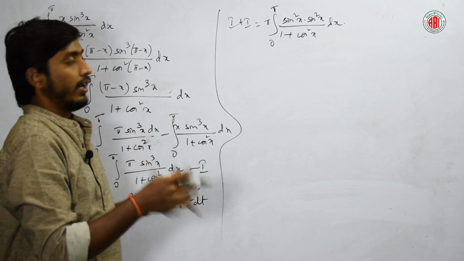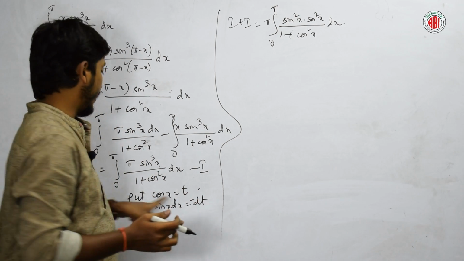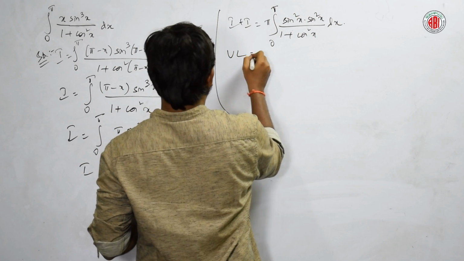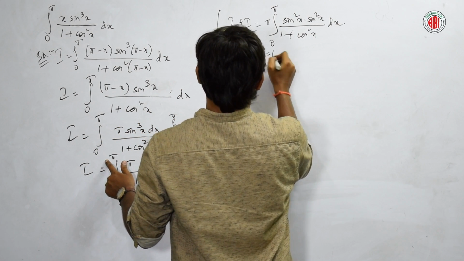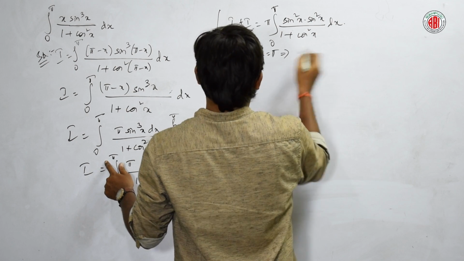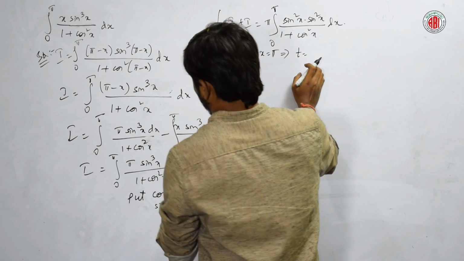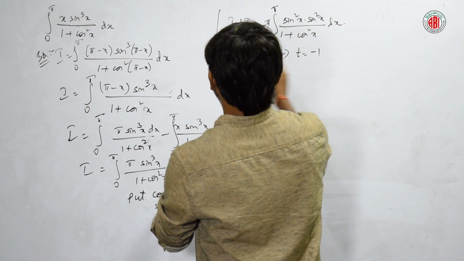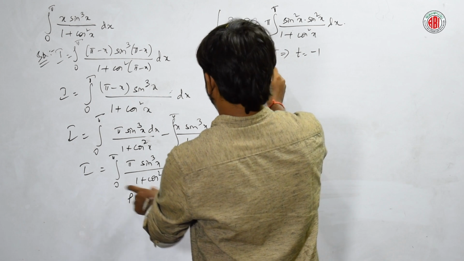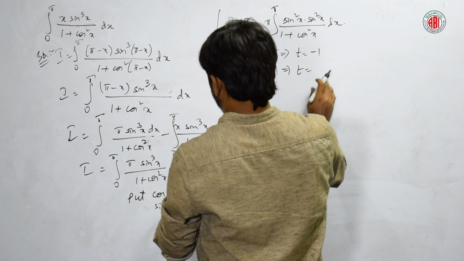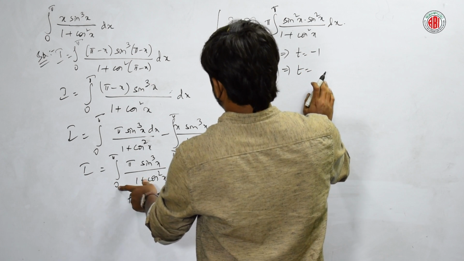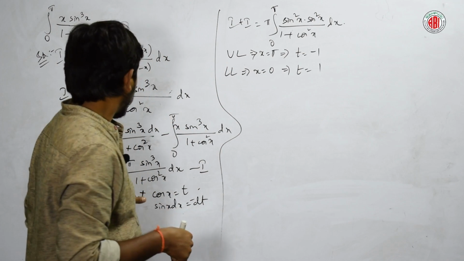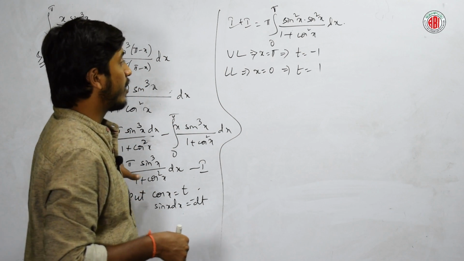In order to convert everything in terms of t, let me change the limits also. What is the upper limit? For x it is pi. For t it is cos pi. What is cos pi? Minus 1. The lower limit for x is equal to 0. For t it is cos 0. What is cos 0? 1. Is it clear? Cos 0 to cos pi. Cos 0 is 1, cos pi is minus 1.